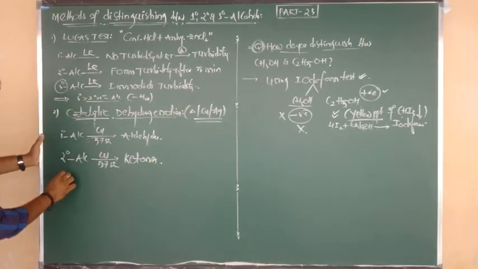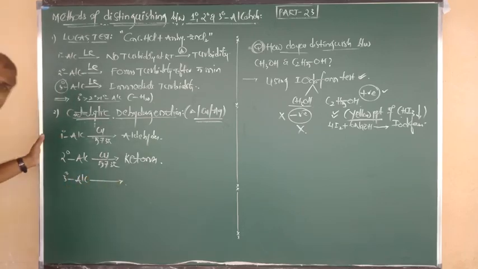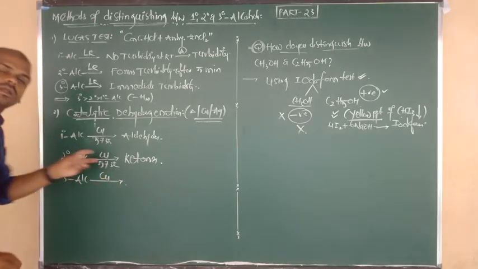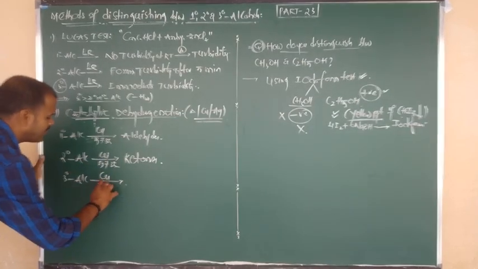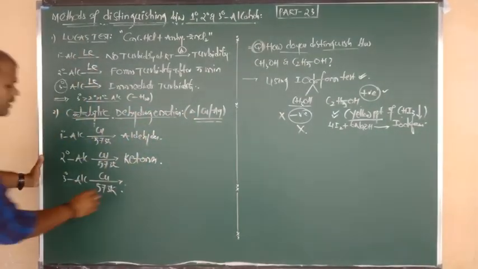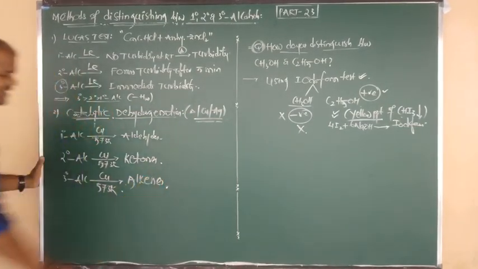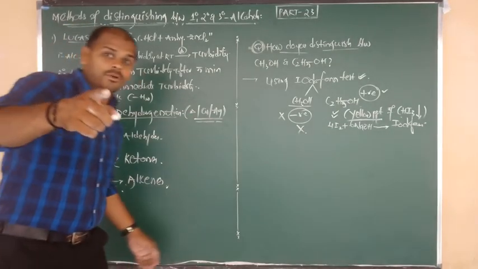We have studied this many times. And the last one is tertiary alcohols. Tertiary alcohols, by passing over hot copper at 573 Kelvin, or again over silver, all are the same, give the product alkenes. And on that day I told you something very important.